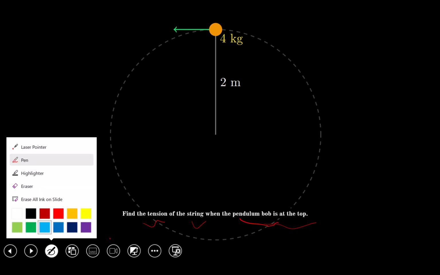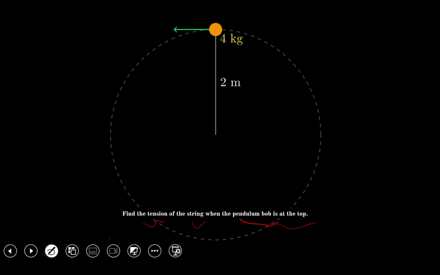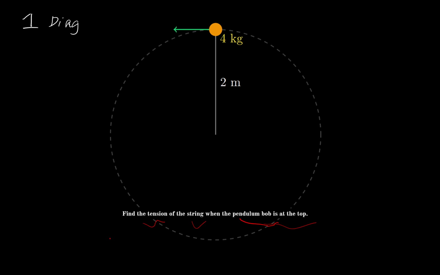Let me just change my color. Okay, so there are a few steps to solve the problem. The first thing we do is to draw a diagram. After the diagram, you calculate. Okay, great. First, let me draw a diagram of this. Switch the color. Looks much better. Now, the bob.